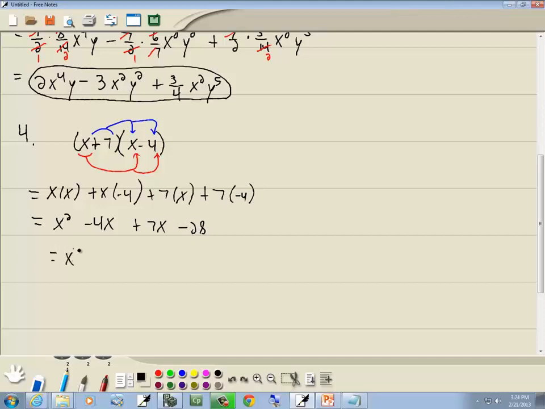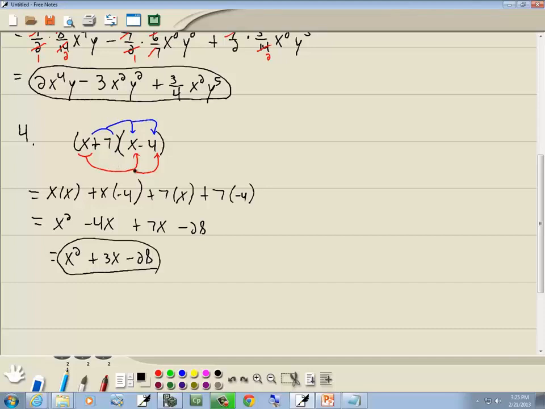Now always you want to combine together like terms. Negative 4x plus 7x, like term, same variable, the same power. And you add or subtract the numbers that are out in front. Well, negative 4 plus 7 gives us 3x minus 28. And that's our answer.